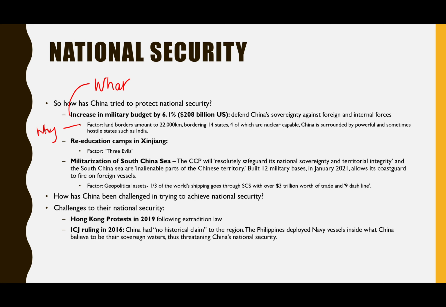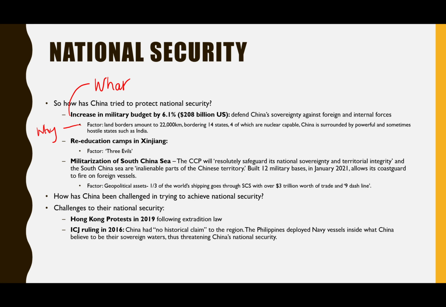So China needs to make sure that they are continuing to grow their military to protect themselves. Another example of what China is doing to protect its national security, this is more about protecting their internal security, is the re-education camps in Xinjiang and China's crackdown on the Uyghurs.